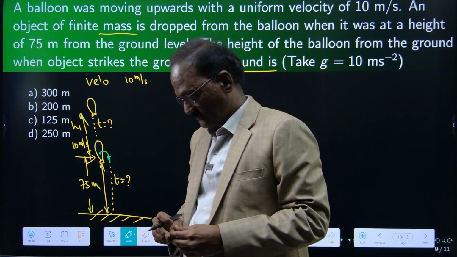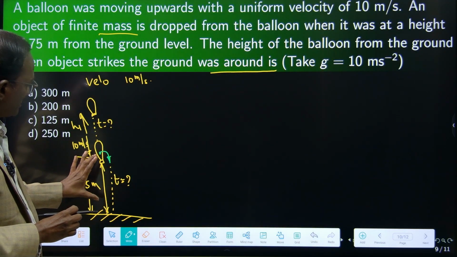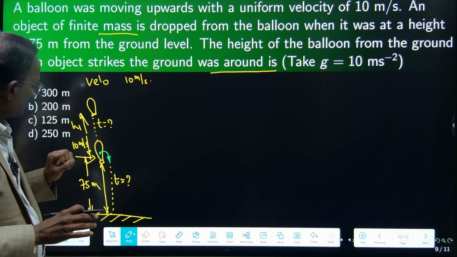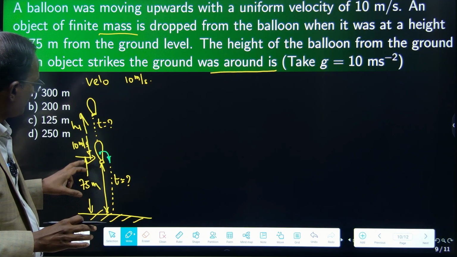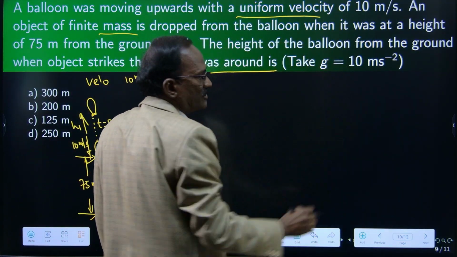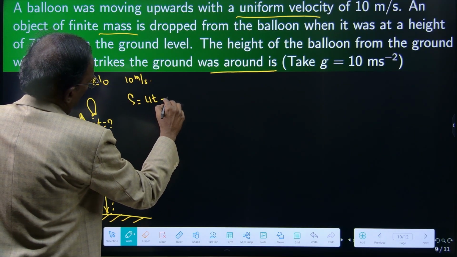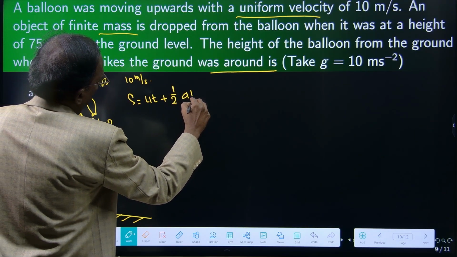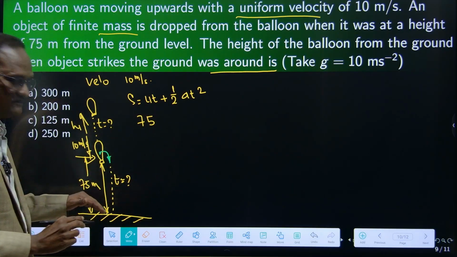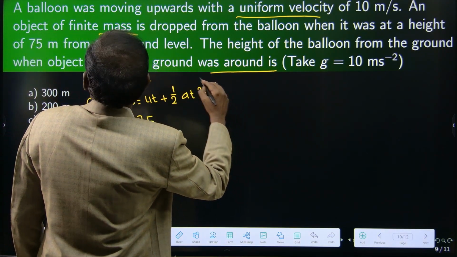From the ground. Right. So first let us take this part. Let us calculate the time taken by the object to reach the ground using the value 75 meter and 10 meter per second. This is uniform velocity. Look at the word uniform velocity, right? s is equal to ut plus half a t square. I am writing this formula for the object.